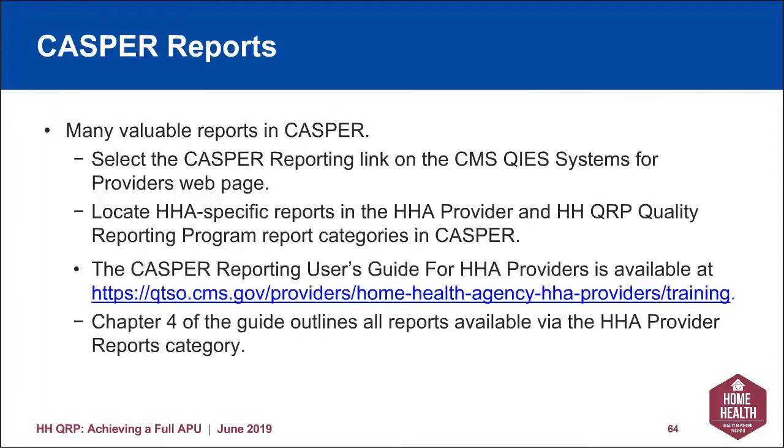These home health specific reports are going to be located in the Home Health Provider and Home Health Quality Reporting Program report categories. I know that following this can be a bit difficult without seeing it on the screen, but you want to make sure that you are comfortable and familiar with logging in and locating where to find your reports.